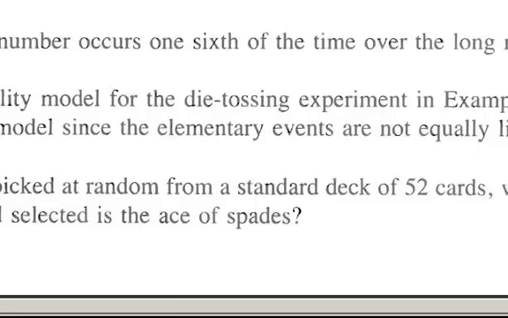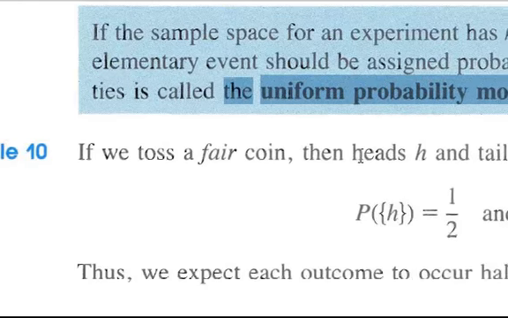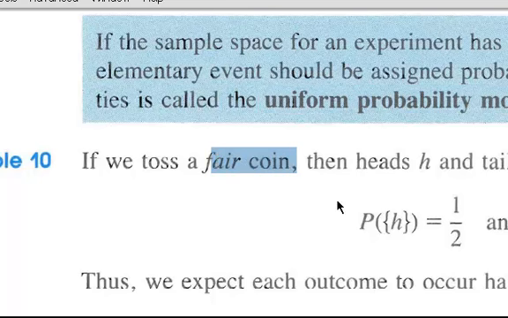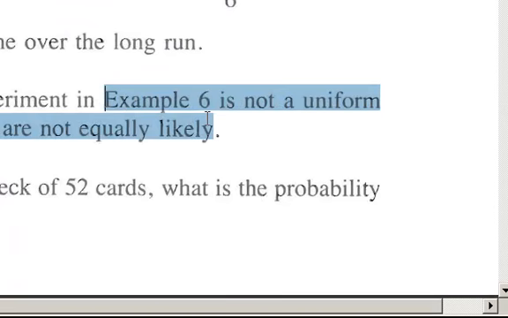So the uniform probability model for a fair coin toss is going to be 1/2 and 1/2. For a fair die, they're all going to be 1/6. And then the other example, example 6 before, was not uniform, since the elementary event probabilities were not equally likely.